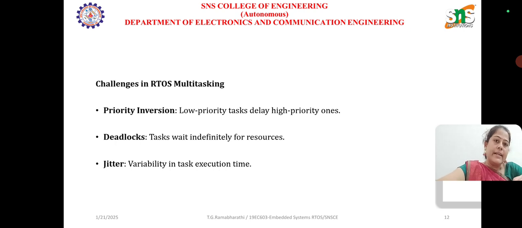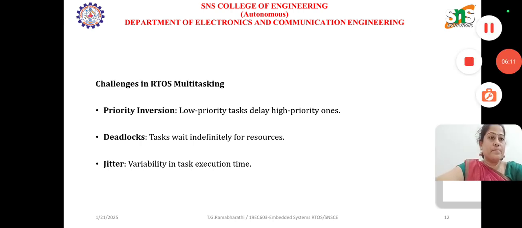Next one, deadlocks. Tasks wait indefinitely for resources, so time lags in multitasking. Then jitter, which is variability in task execution time. Each task can have several execution times. To overcome that, we use a round robin mechanism, but it is also a very big challenge in RTOS multitasking. Thank you.